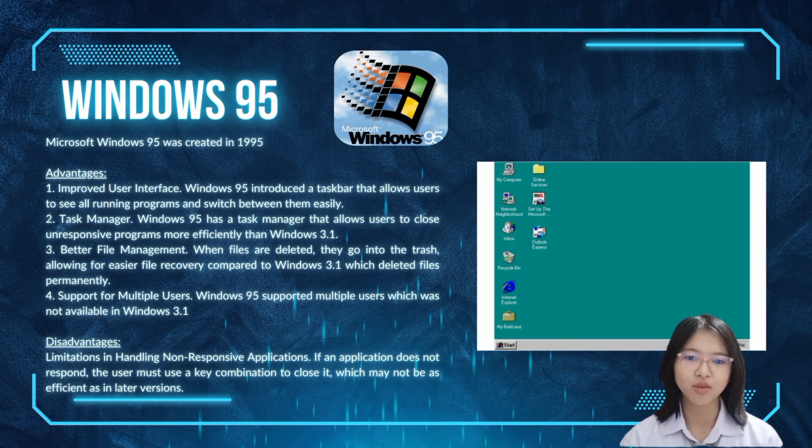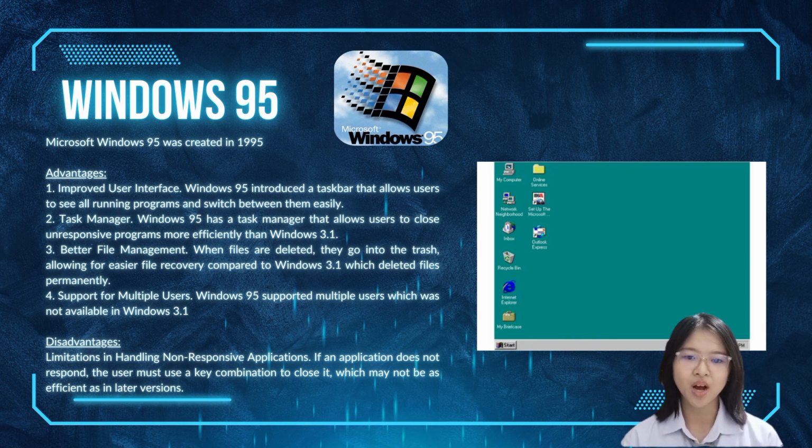Windows 95 was created in 1995. The advantages: 1. Improved user interface. Windows 95 introduced a taskbar that allows users to see all running programs and switch between them easily. 2. Task Manager. Windows 95 has a task manager that allows users to close and restart programs more efficiently.